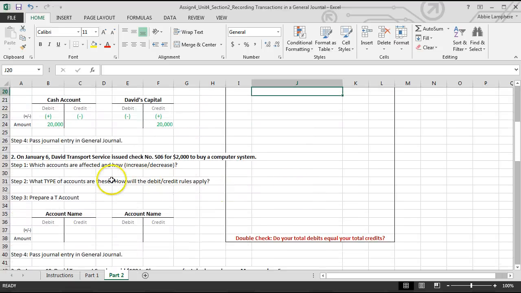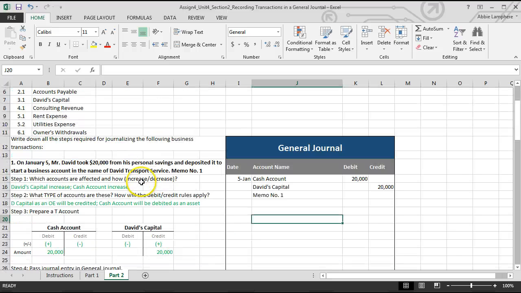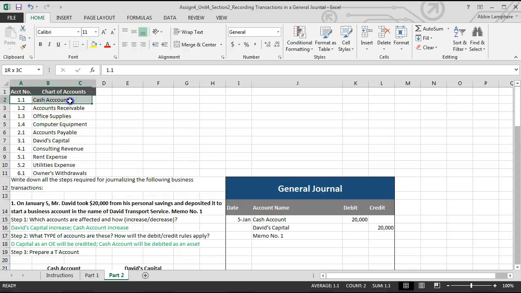Okay, let's do one more together. On January 6th, David Transport Service issued check number for $2,000 to buy a computer system. We say that check is as good as cash, so he's paying it right away. So step 1, which accounts are being affected? We bought a computer for $2,000. So let's go up here. We have a cash account, so let's definitely go with that one. We also have a computer equipment account. Okay, so that one's also, we're buying a computer, so I can guess that one's going to be affected.